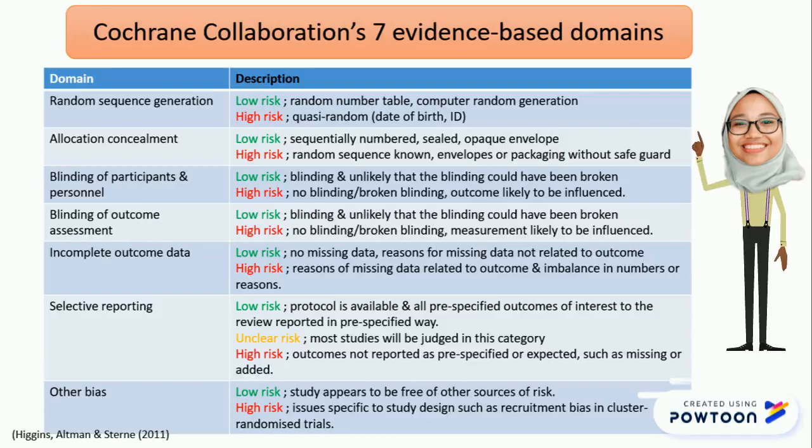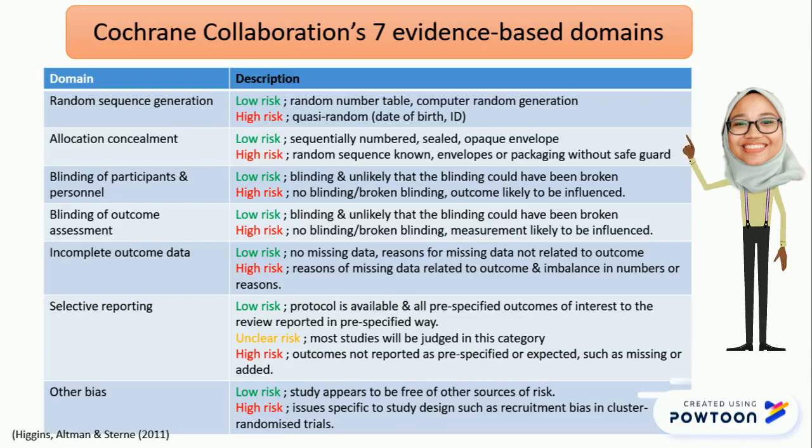The Cochrane Collaboration's 7 evidence-based domains are used to review the author's judgment about each risk of bias item presented in the studies, whether it has low risk, high risk, or unclear risk of bias.